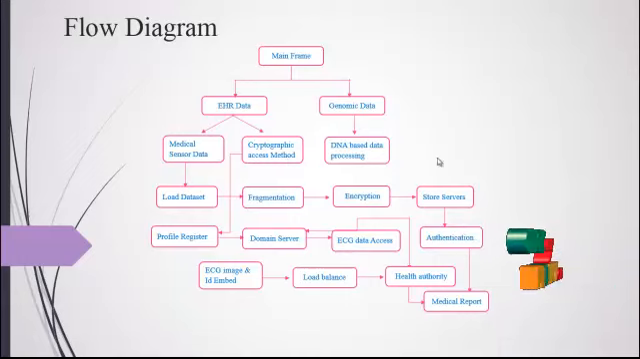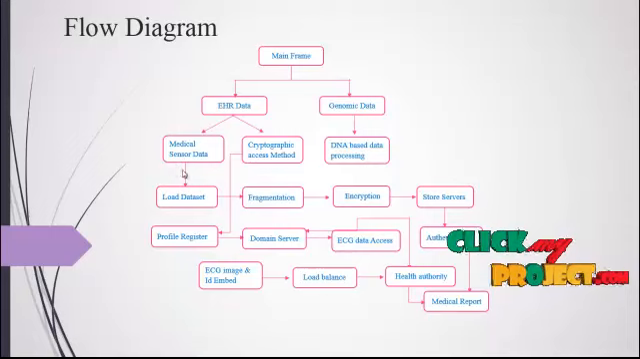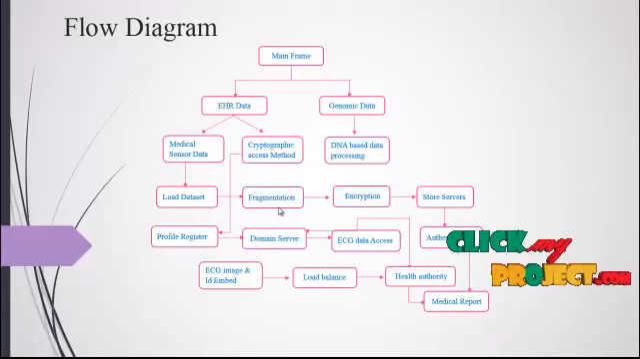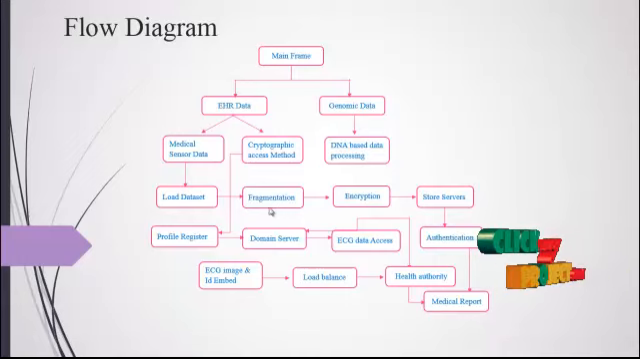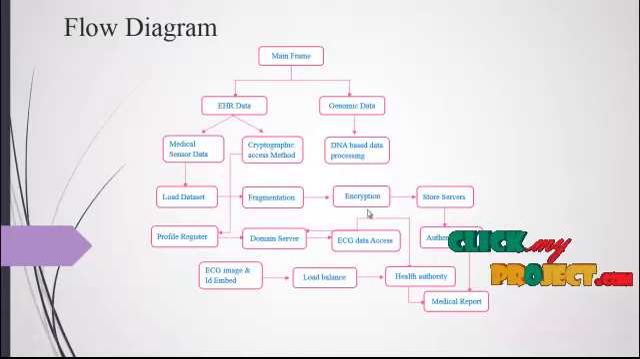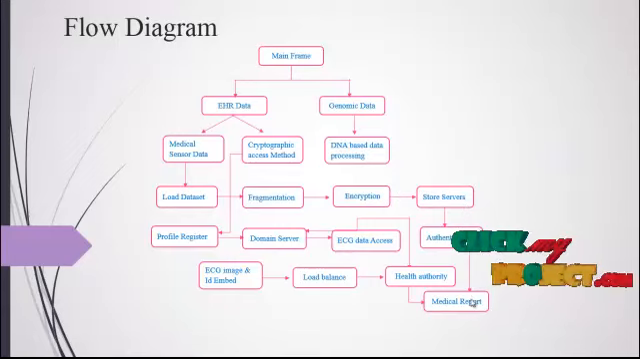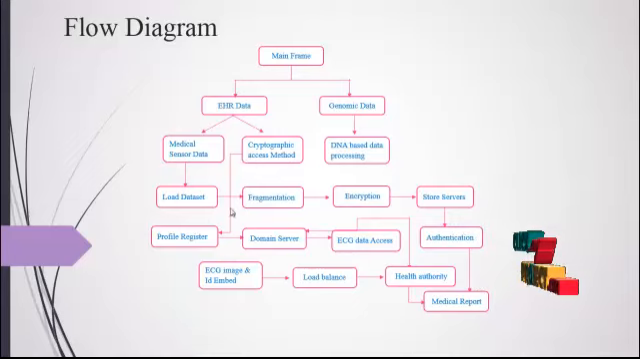EHR data has two parts: one is the medical sensor data and the other is the cryptographic methods. In the medical sensor database, after loading the dataset, the data is fragmented into patient address, disease, and report parts. After that the data is encrypted and stored on separate servers 1, 2, and 3. Finally, with authentication, the users get the report. This is the medical sensor data and this is the cryptographic mechanism.